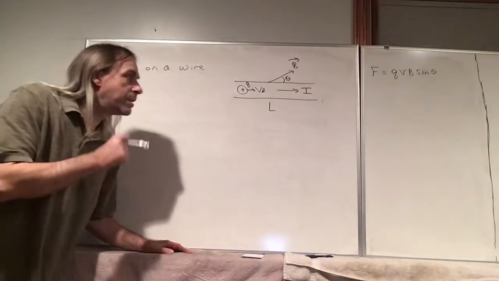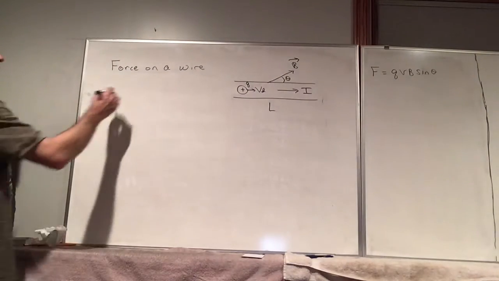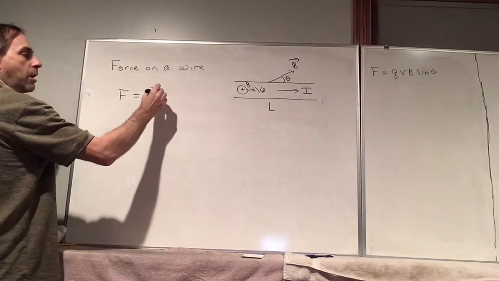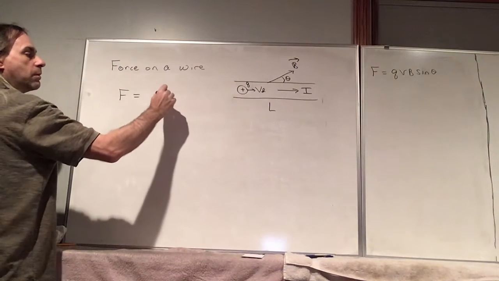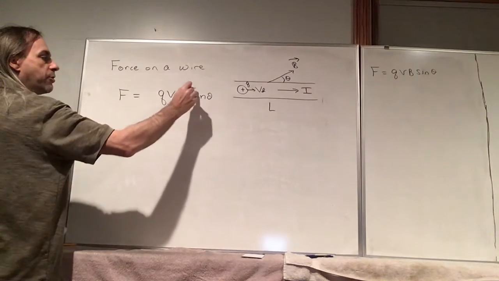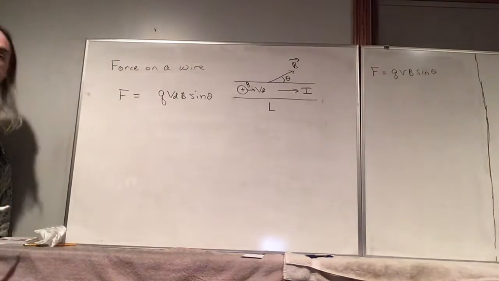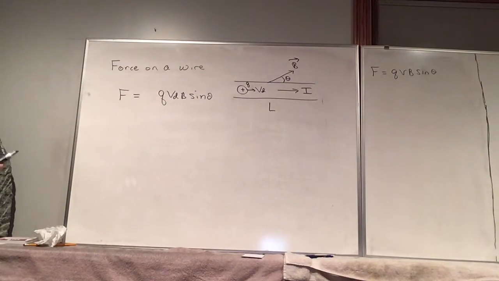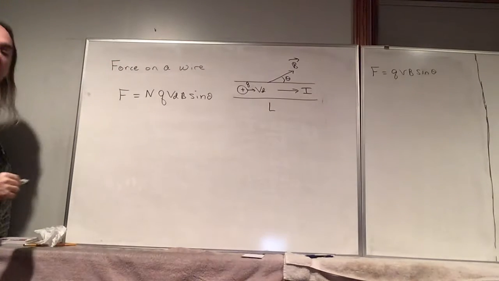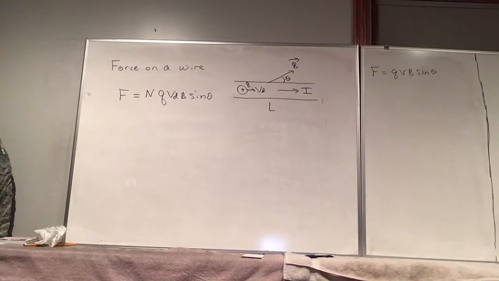So to make our lives easier, we will treat that as our current. Okay. So the force on the wire, in a sense, is very simple to write down. The force on a single charge is just q v sine of theta, or in this case, v_d, the drift velocity. That's the force on a single charge. So all we have to do is multiply by the number of charges, and we're done. What is this number of charges, though?